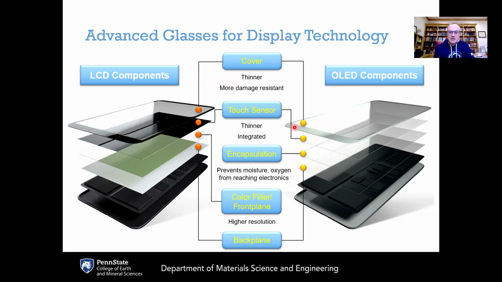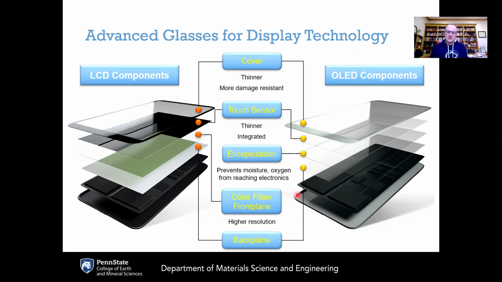Underneath that is a touch sensor, and then there may be encapsulation glass to help protect from the outside atmosphere to prevent moisture and oxygen from reaching the electronics. Depending on the technology of the display, there are different types of glasses that can be included to act as a substrate material or a color filter or front plane for the high resolution display in your smartphone.